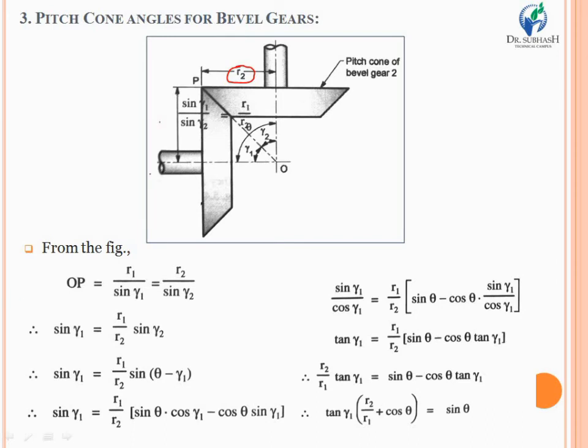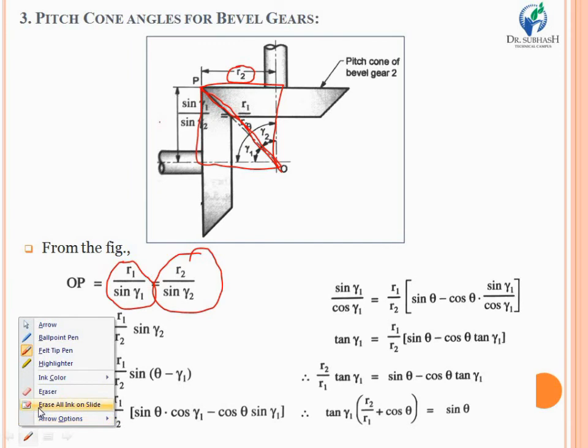Now just focus upon the figure that you have been given. From that figure you can get OP, that means kindly consider this triangle, and from the triangle evaluate the relation for the diagonal OP, and it will become R1 upon sin gamma 1. And if you consider this other triangle, from it you can also get the relation for OP, and it will become R2 upon sin gamma 2. Now you have to calculate the relation for gamma 1 and similarly gamma 2.